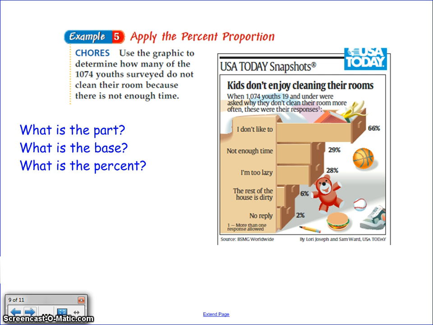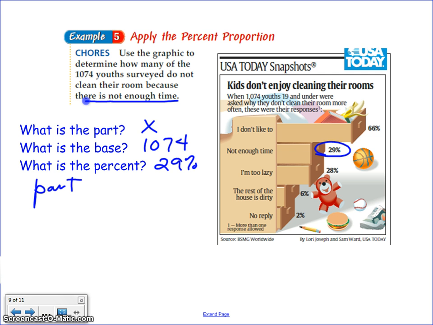Okay. Well, what is our part? What are we trying to find out? How many don't clean their room because there is not enough time? Which of those is not enough time? 29%. So we know our percent is 29%. What is our part? How many of the 1,074 youth? We don't know. How many youth do we have altogether? 1074.